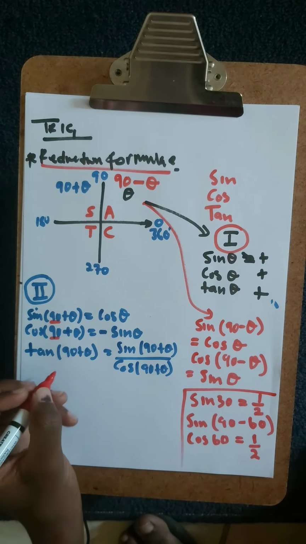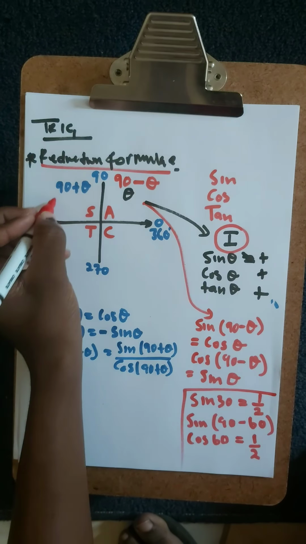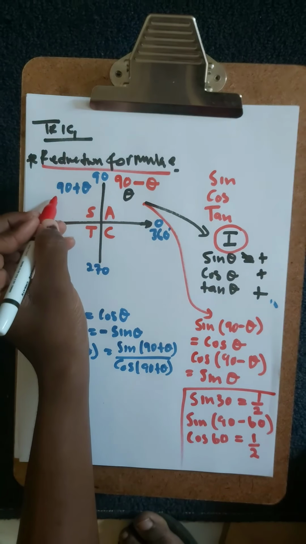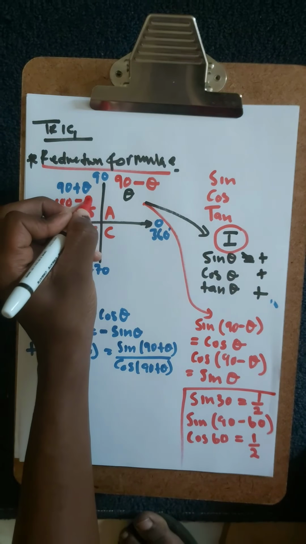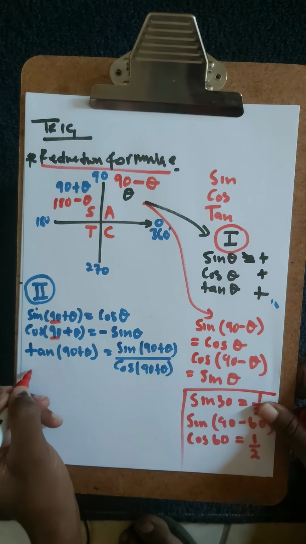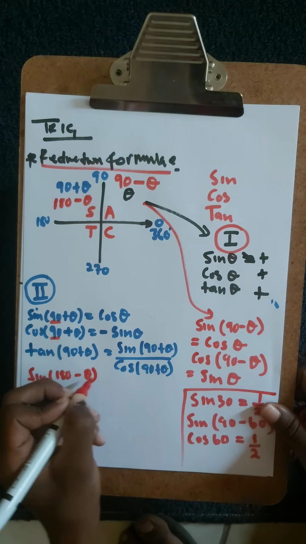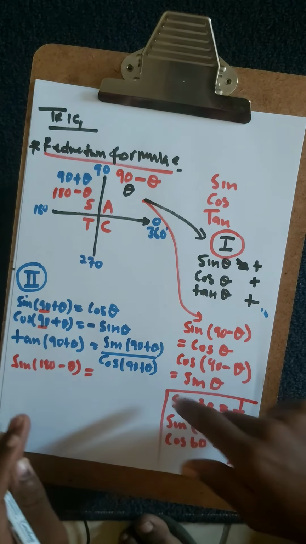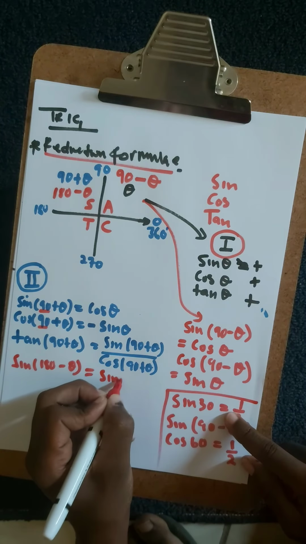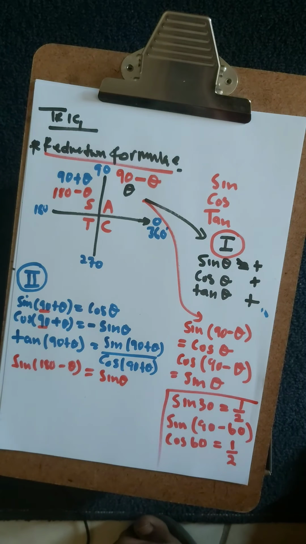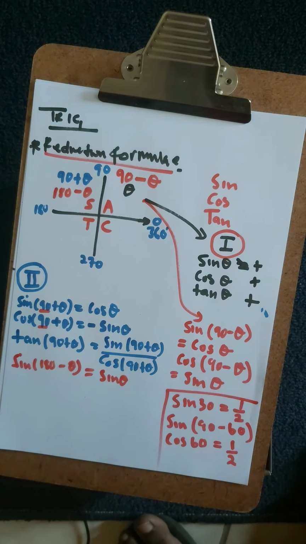Okay, now we go to sine. So we have 90 plus theta, or we can have 180 minus theta. If I have the sine of 180 minus theta, check, it's in the second quadrant. Sine is positive, so it is sine theta. It's 180, it changes sine to cos only if there's 90 degrees.